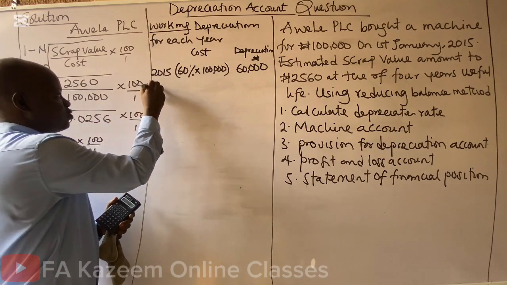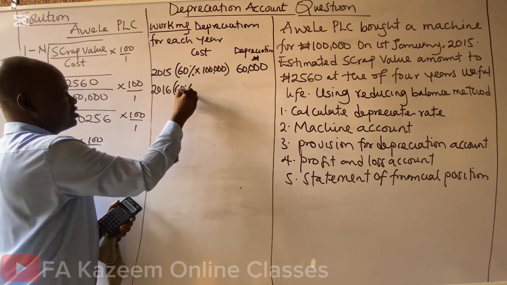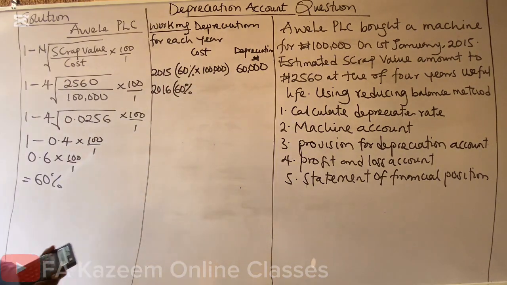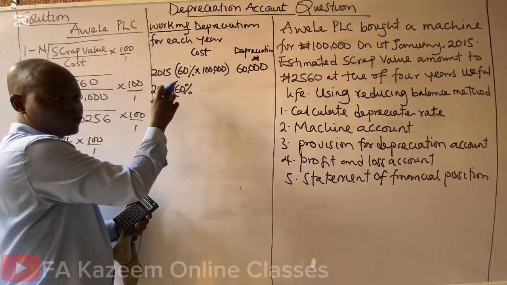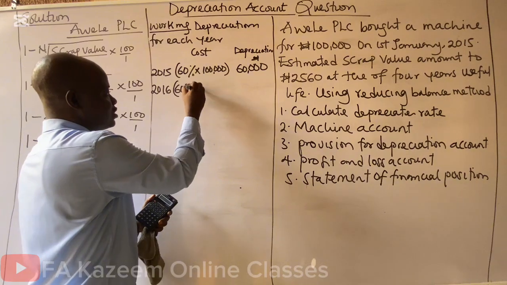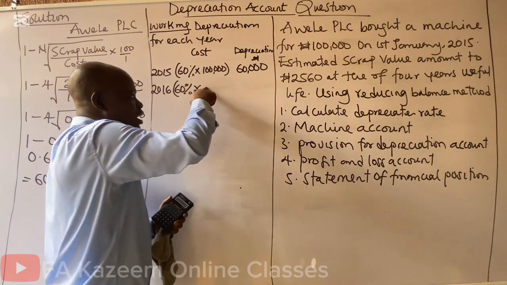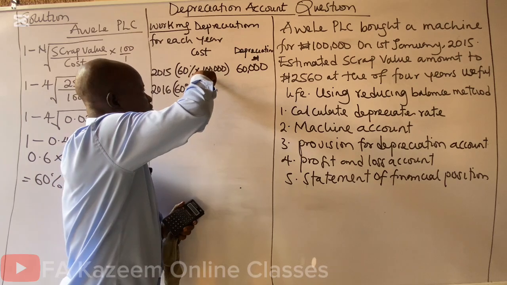Second year, 2016, it will also be 60%. And that's the reason why, if the rate is not correct or your solution is not correct, times. How do we know what we use to times here? This is what you do, student. You go back to the first year.